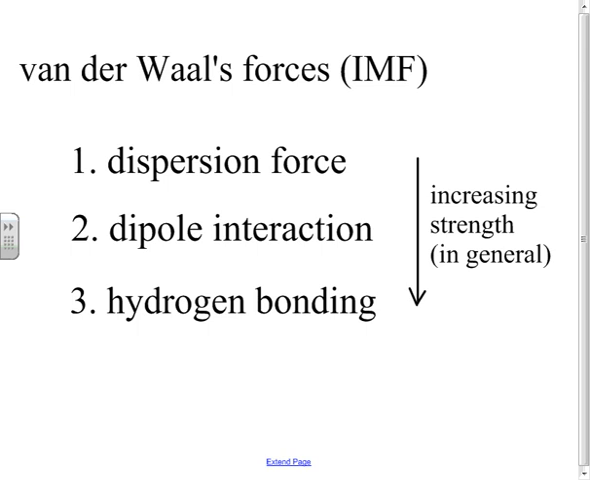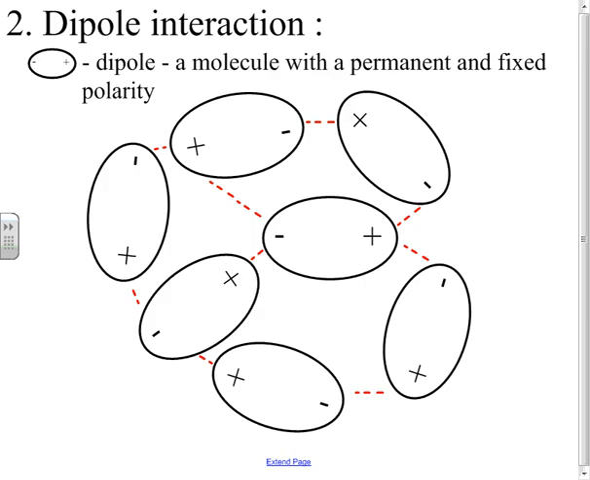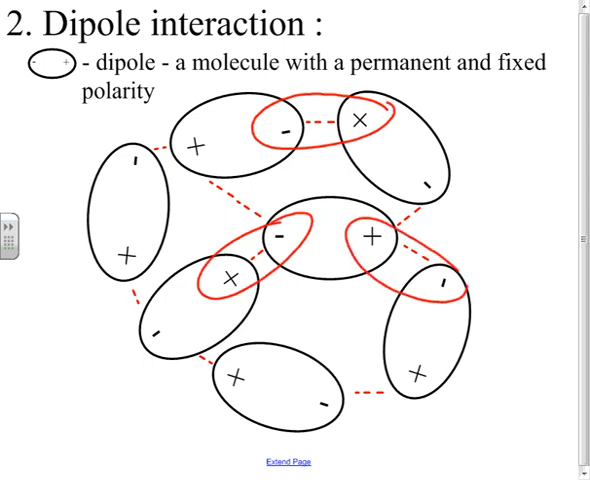The simplest van der Waals force to understand is the dipole interaction. A dipole is a molecule with a permanent and fixed polarity. In other words, it has a positive pole and a negative pole. So two poles, dipole. And the dipole interaction is simply the attraction of all the negative charges for the positive charges, making all of these molecules then bond together.